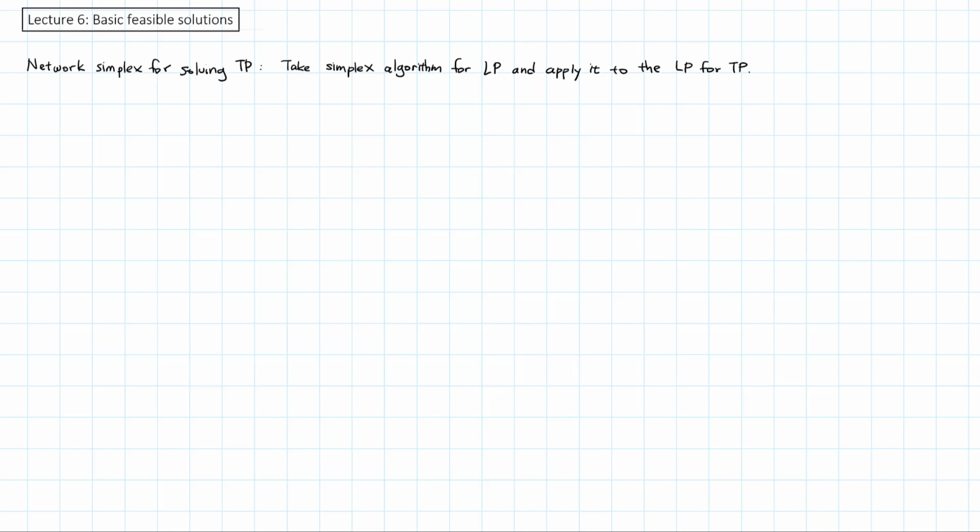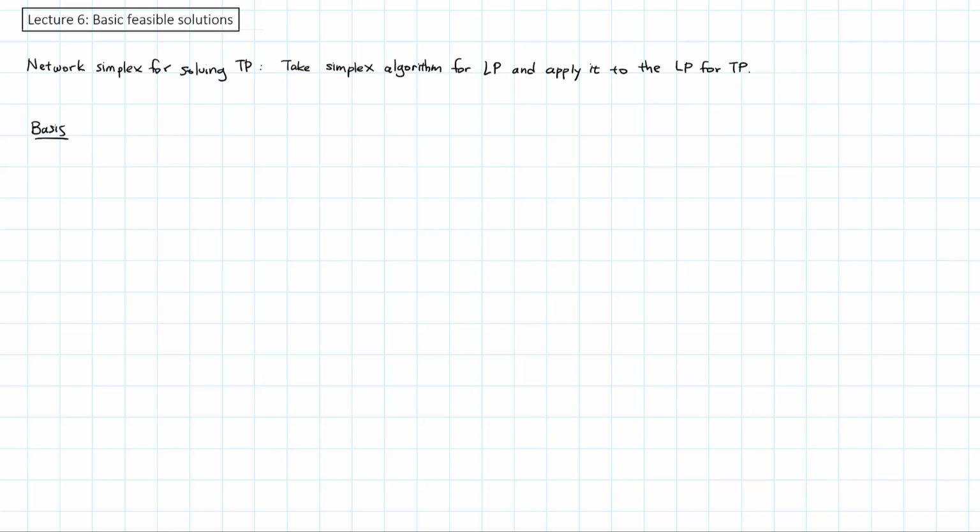We start by recalling that in simplex, we are required to have a basic feasible solution, and the algorithm will move from one basic feasible solution to another basic feasible solution. So in this lecture, we will discuss what a basic feasible solution looks like for the LP for the transshipment problem.